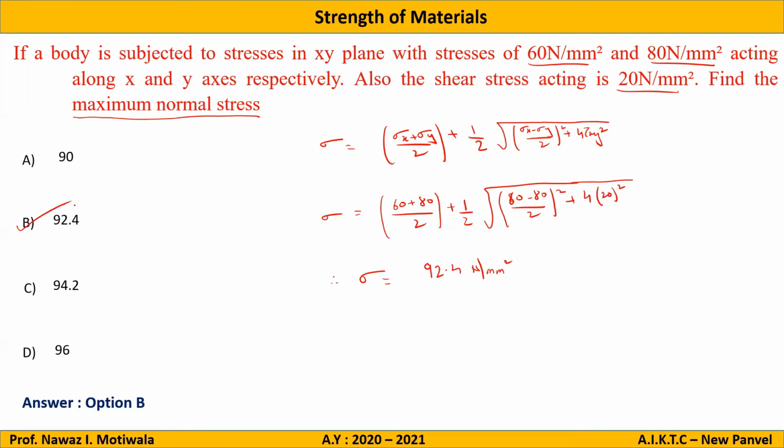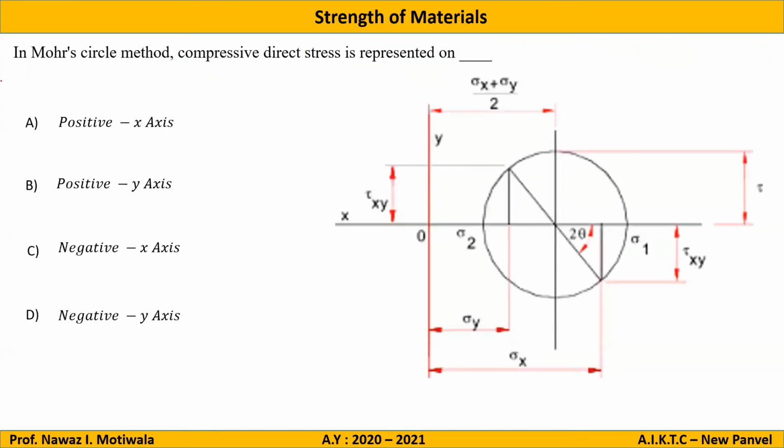Let us go to the next question, which says, in the Mohr circle method, compressive direct stress is represented on. Just for reference, I have given you this; it was not in the question. You can see here that this is the origin. From the origin, sigma is in the positive direction. So if it is compressive direct stress, it will be towards the left side of the origin. So I will write it will be on the negative x-axis.